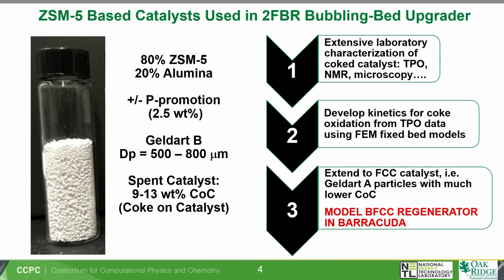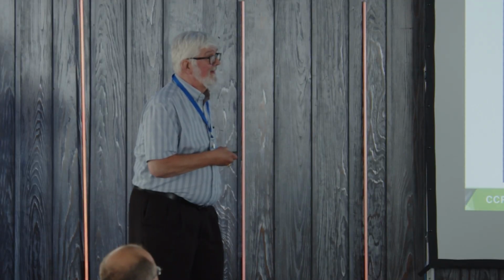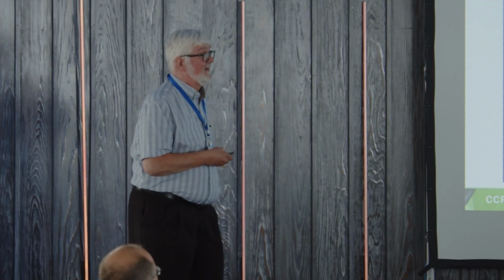These particular particles, like I said, are Geldart-B. Very high carbon levels, 9 to 13% on catalyst. Obviously far higher than you would have in the FCC, but I'll come back to how we translate that. This particular formulation I'm talking about today is very high in ZSM5 and pretty low in alumina, and it's not a good FCC formulation. I'll show how I've taken that into account.